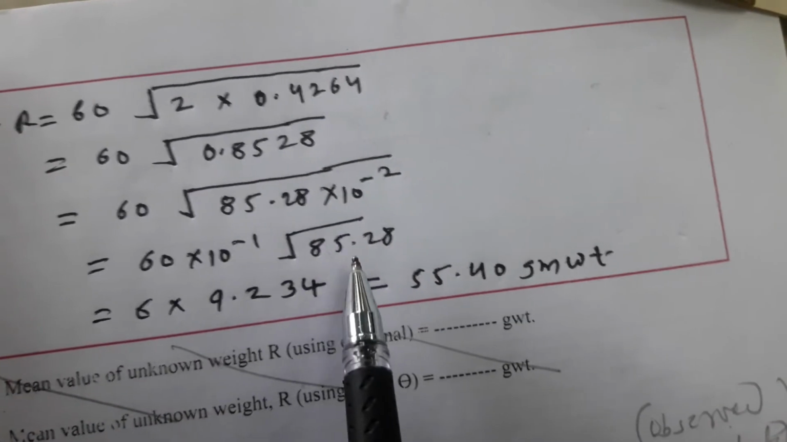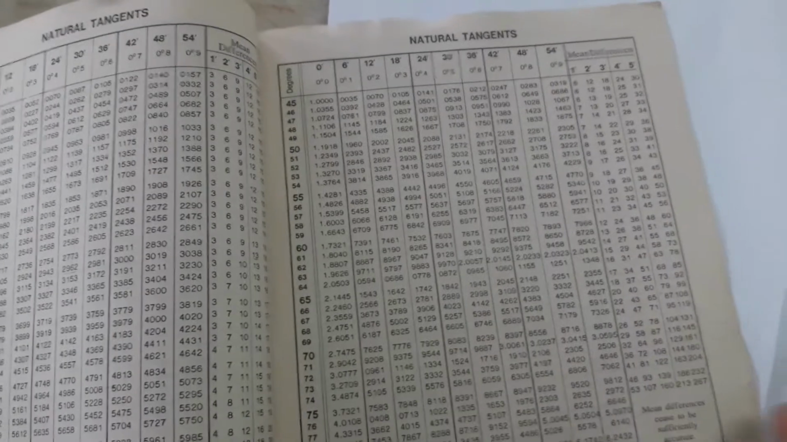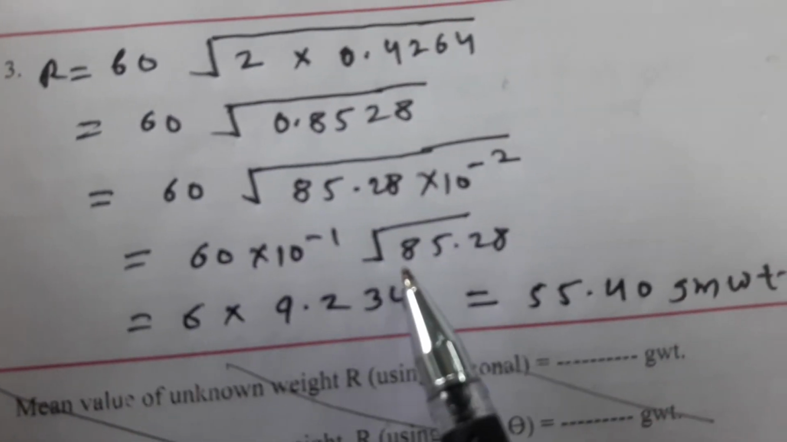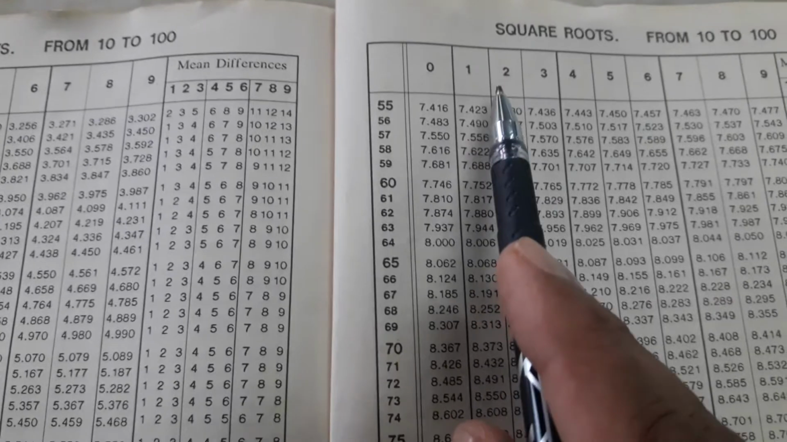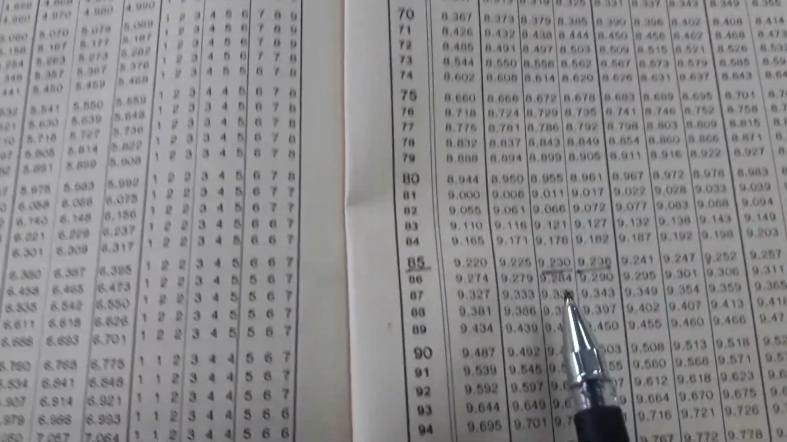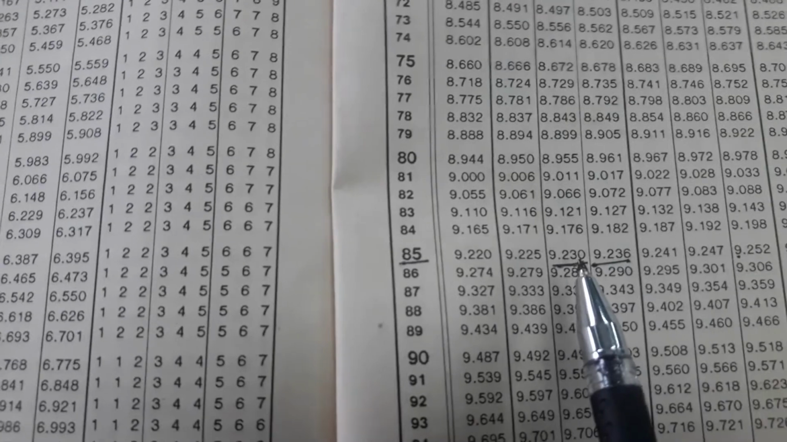To see this square root, you have to refer to the square root table. For square root, this is the square root table, you can see 10 to 100. You have to look for 85. This is my 85. It is 85.28, so we have to see 85, then 2, then 8. So 85 is this, then 2. You see here it is 2. How much is this value? We have 9.230. Then we have 8.